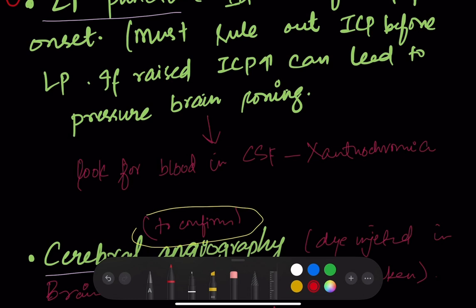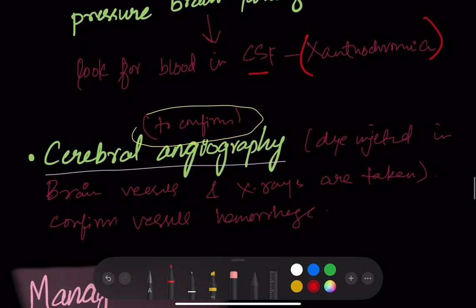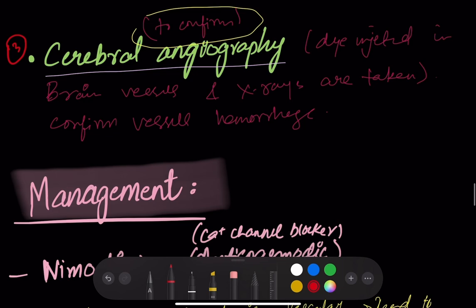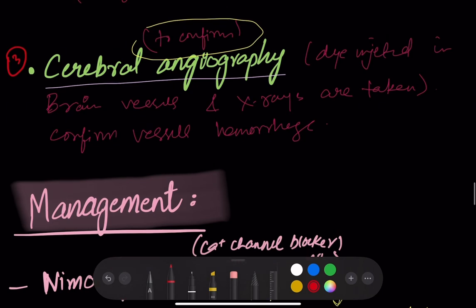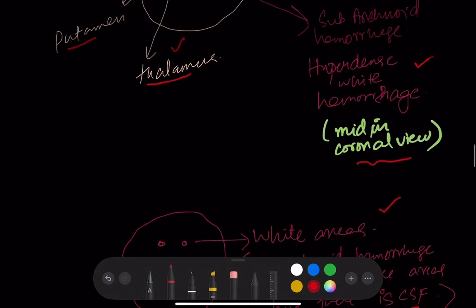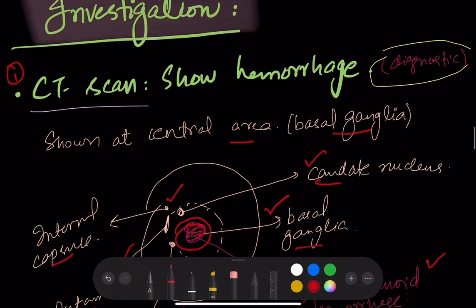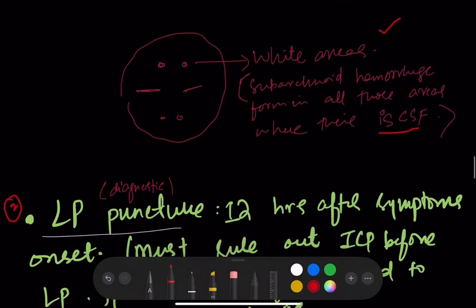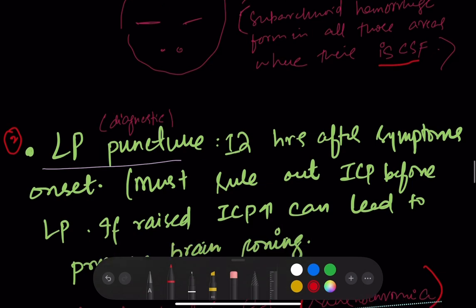LP puncture is done to look for blood in the CSF, that is xanthochromia. The third investigation is cerebral angiography, that is dye is injected in the brain vessels and X-rays are taken, and it confirms the vessel hemorrhage to confirm the diagnosis. So we have discussed the three main investigations, which are CT scan and MR, LP puncture, and cerebral angiography.